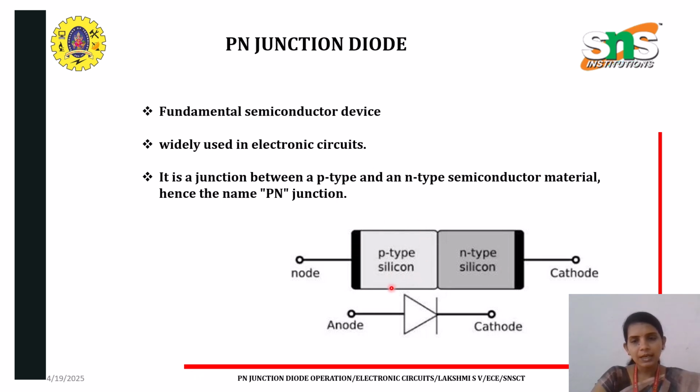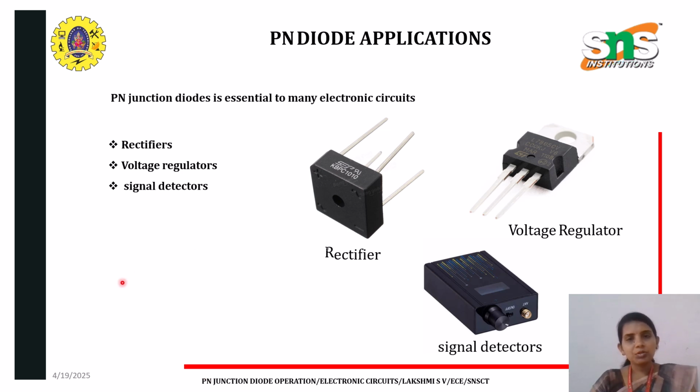So here you could see a P-type silicon and an N-type silicon is taken, and when it is joined together, we get a PN junction. Hence the name PN junction diode. This is the symbol for the PN junction diode. It has two terminals: one is the anode, which is a positive terminal, and one is the cathode, which is a negative terminal. So why do we study this device? This is a fundamental semiconductor device which is essential in every electronic circuit.